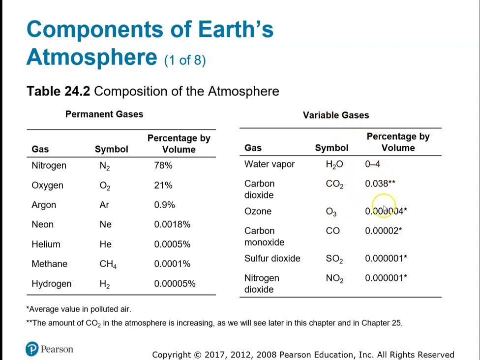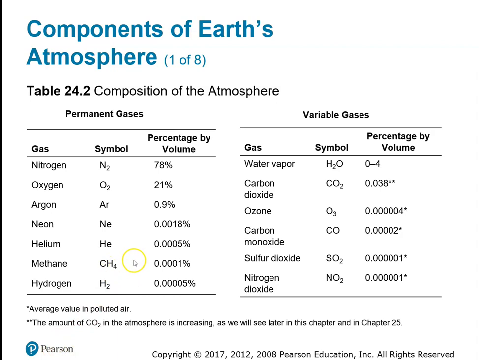That is, the amount of them varies, and we'll talk a lot more about that in chapter 25. So to a much less extent, the more permanent stuff is argon. There's less than 1%. There's a little bit of neon, a tiny amount of helium. There's methane, and of course, there's a little bit of hydrogen. Just keep in mind, the hydrogen cannot stay permanently in the atmosphere. It's just temporarily in the atmosphere. That should actually be a variable one.